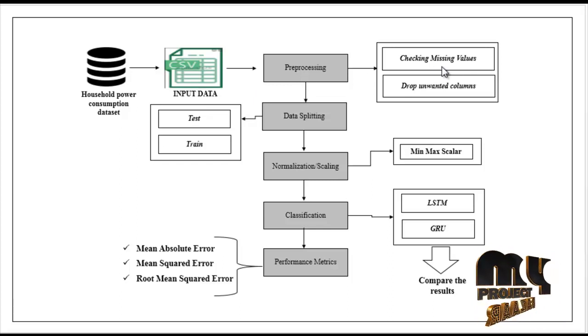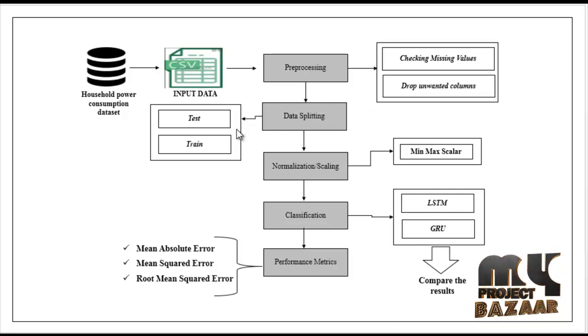Here we check for missing values. In our dataset, we check whether any missing values are present. If there are any missing values, we replace them with zeros or null values. After that we drop unnecessary columns. If there are any columns that are not used in our project, we drop those unnecessary columns beforehand. The pre-processed data is carried to the data splitting module.